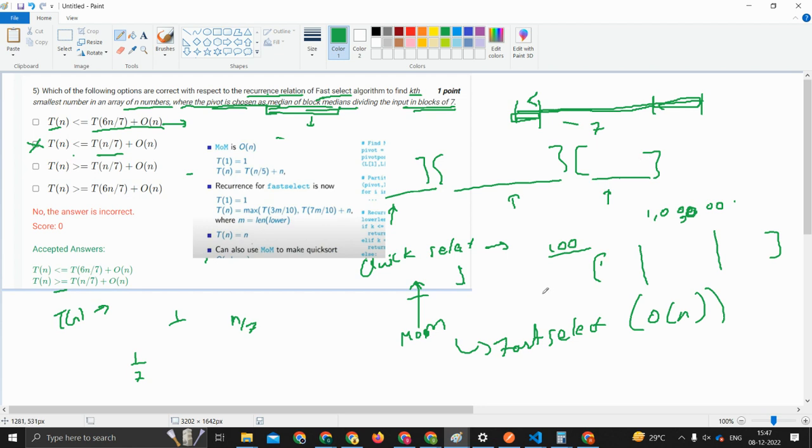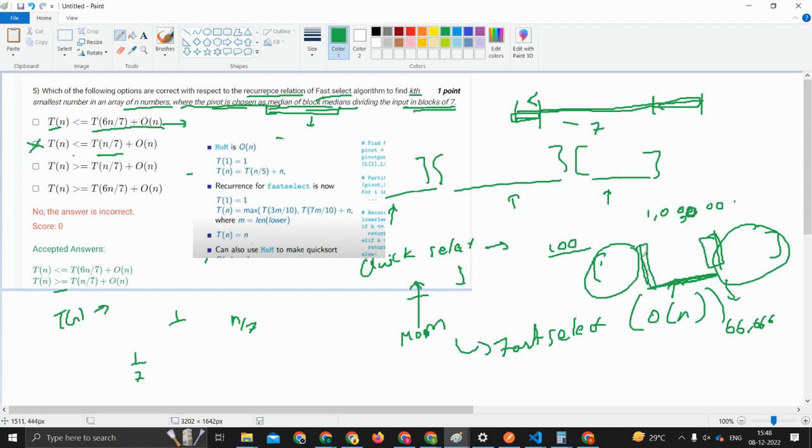Okay, let's divide it by 5, 3/10 and 7/10. So 1/3 of this part, this is 1/3. Which means 30,000. Correct. So let's say the pivot is going to lie in this part, correct? Worst case, the pivot is going to be at the end of this line, which is going to be 66,666, something like that.